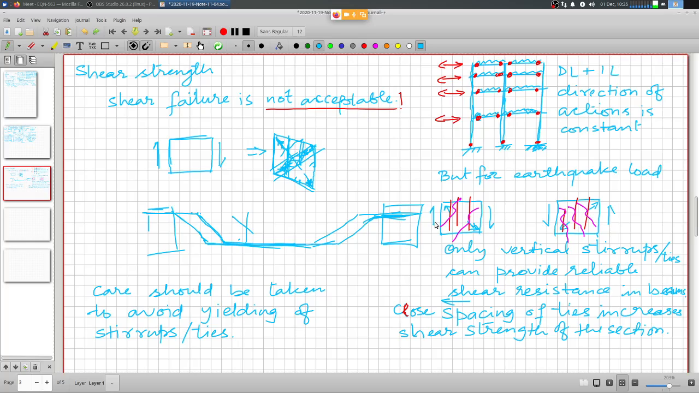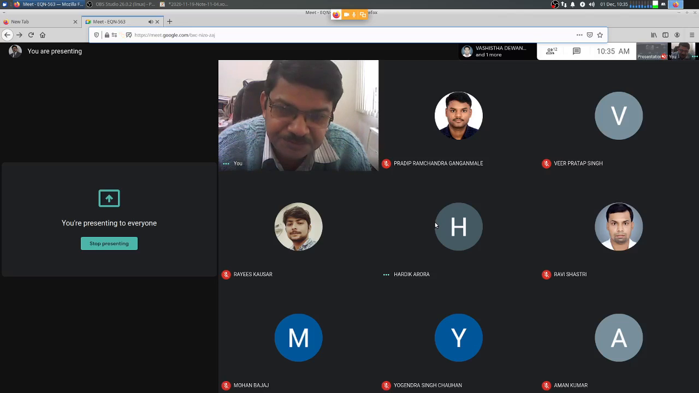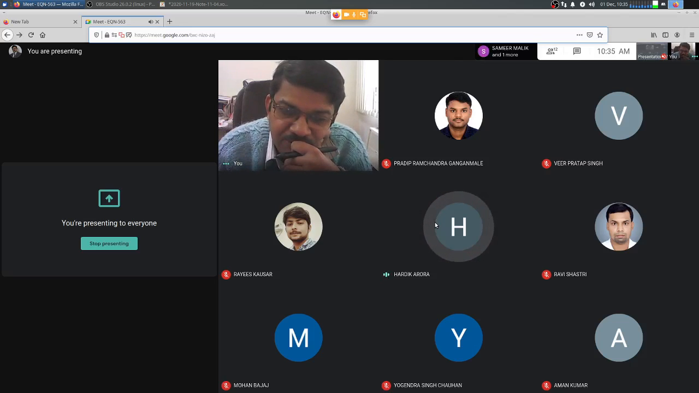I mean we are talking about ductility, enhanced ductility as a desired property. So what is wrong if the stirrup yields? Is it not ductile? Is it not contributing to the ductility? Any answers? That it will weaken the confinement of the concrete, so it will reduce the ductility as a whole.